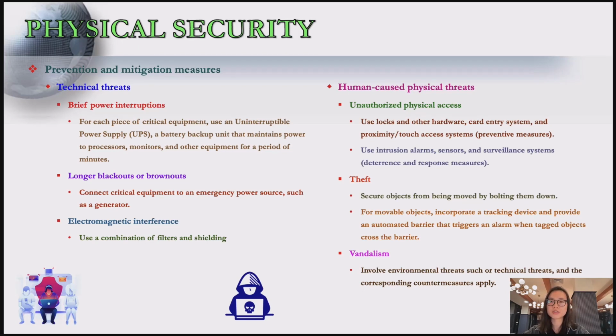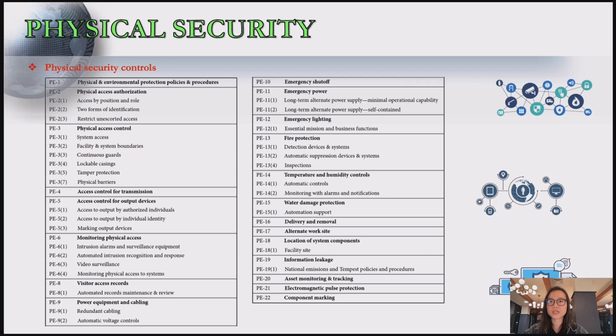In addition, an organization should secure objects from being moved by bolting them down. For movable objects, an organization can incorporate a tracking device and provide an automated barrier that triggers an alarm when tagged objects cross the barrier. Vandalism may involve environmental threats such as fire, or technical threats such as interrupting or surging power, and the corresponding countermeasures apply. The National Institute of Standards and Technology special publication provides a detailed list of physical and environmental security controls, which are summarized in the table on the slide.